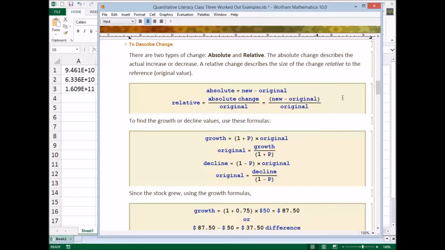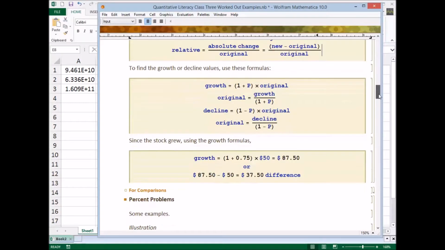To find the growth or decline in values, here are more formulas. The growth formula is 1 plus p, p being the percentage increase changed to a decimal, multiplied by the original. If you shuffle this around, you can figure out the original given the growth: the new value divided by 1 plus p will give you the original.